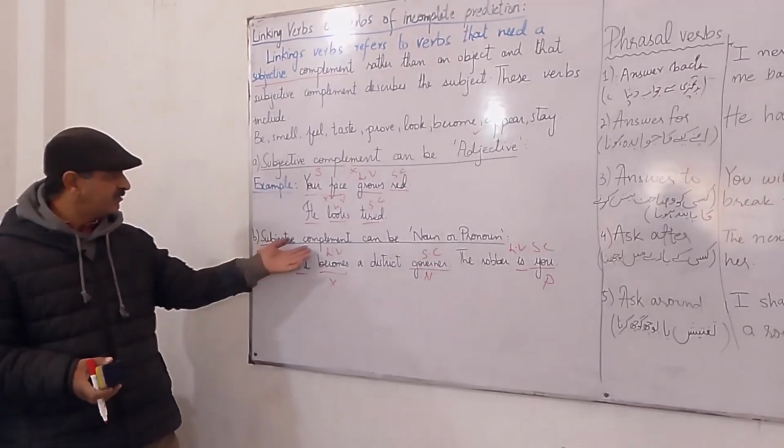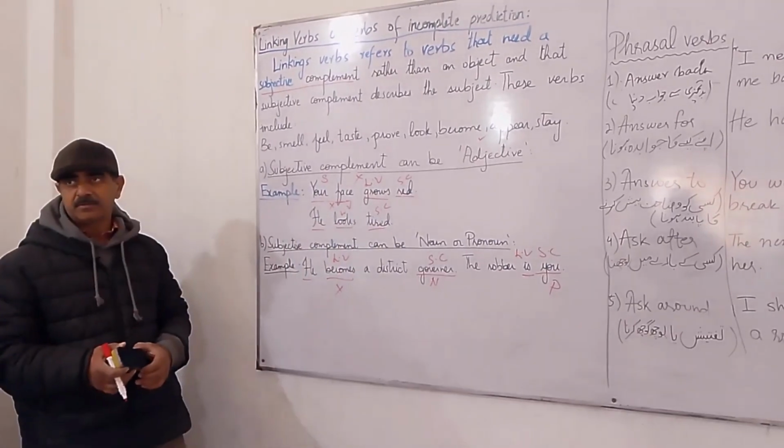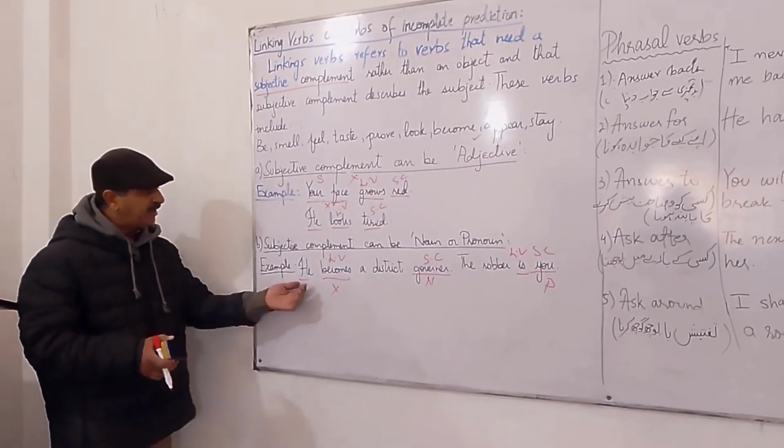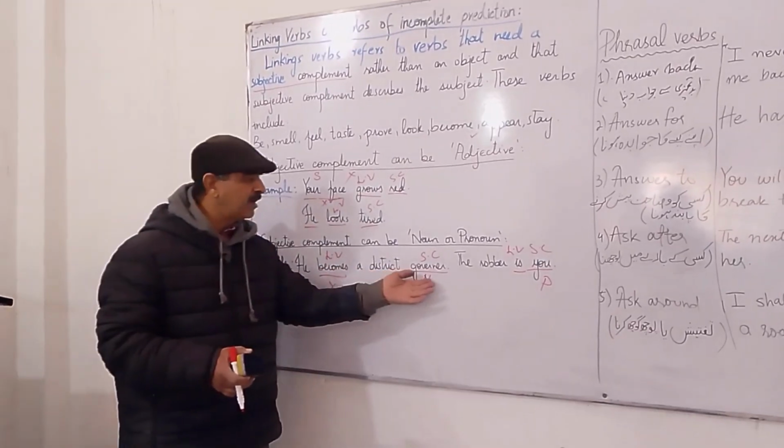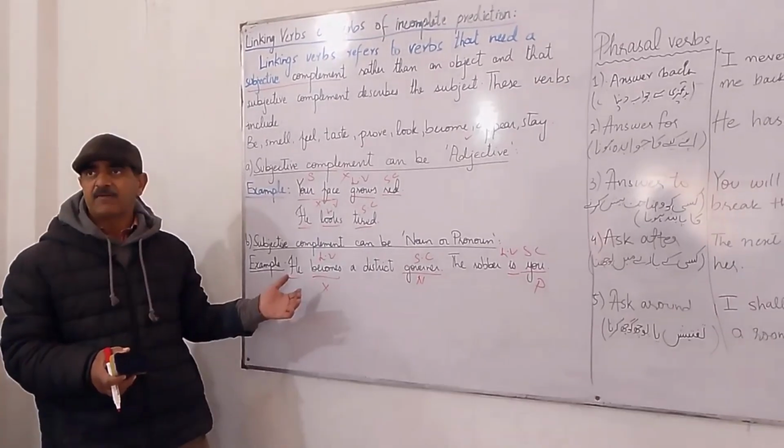Next one. Subjective complement can be a noun or pronoun. Example: he becomes a district governor.